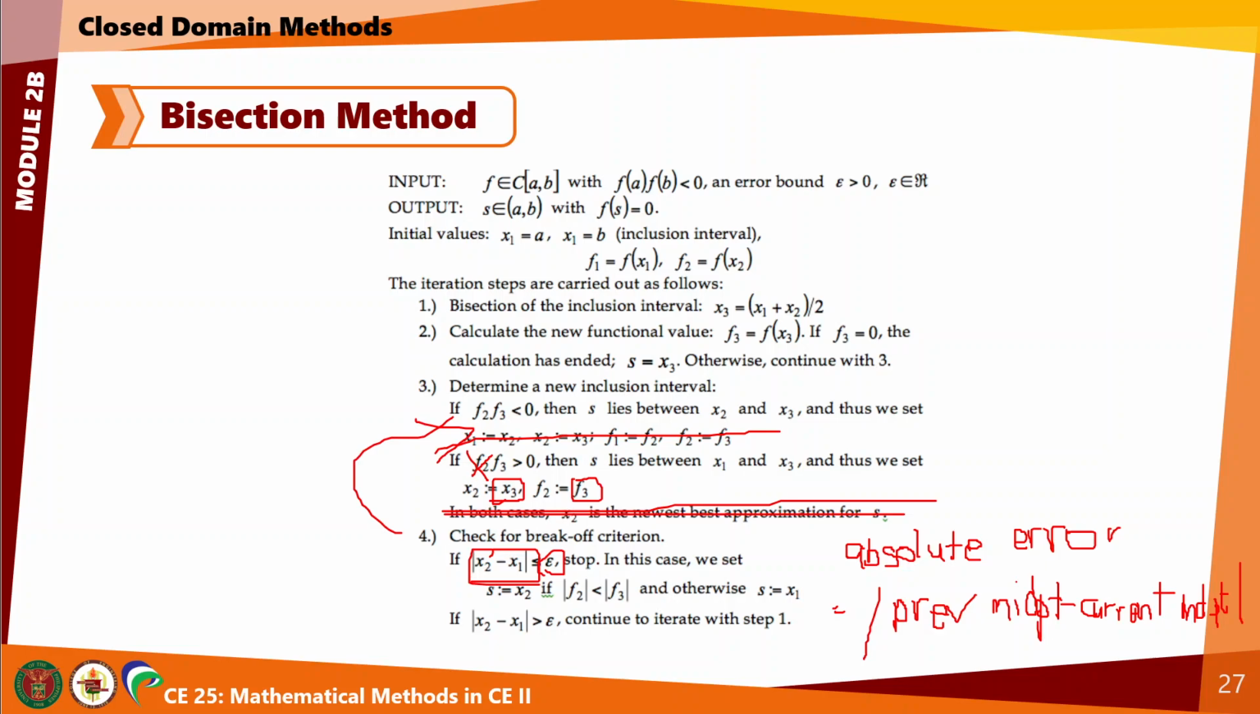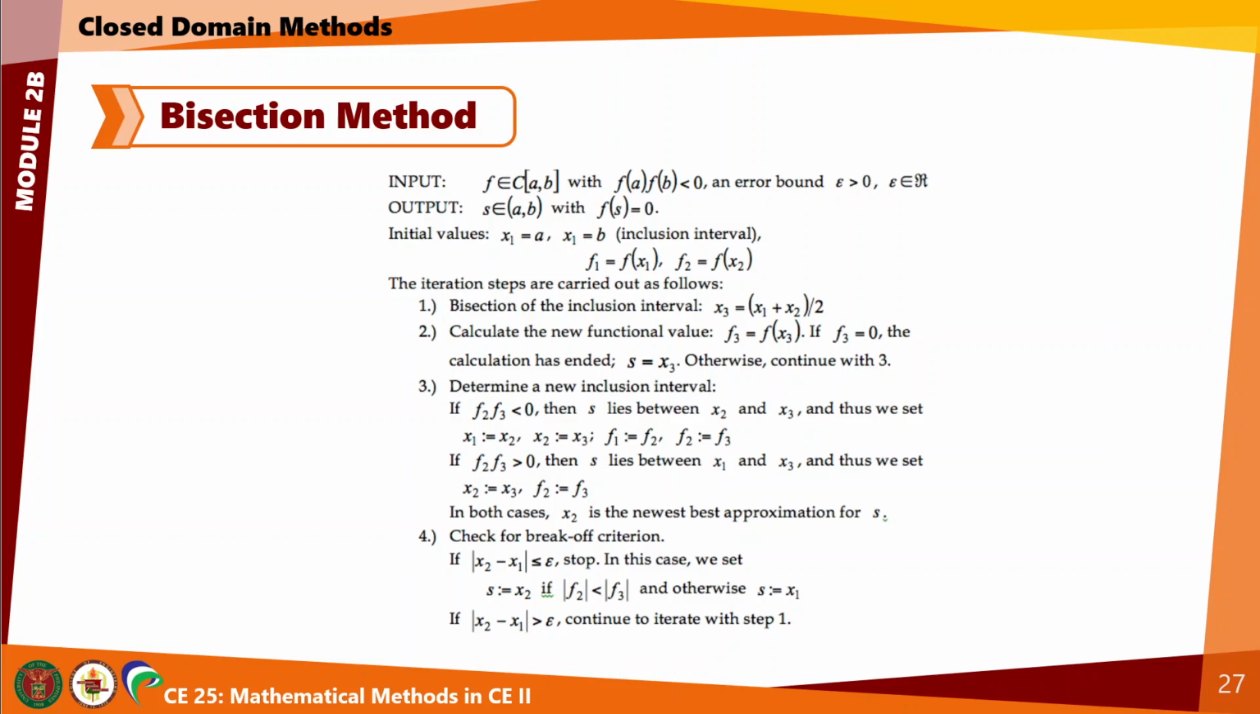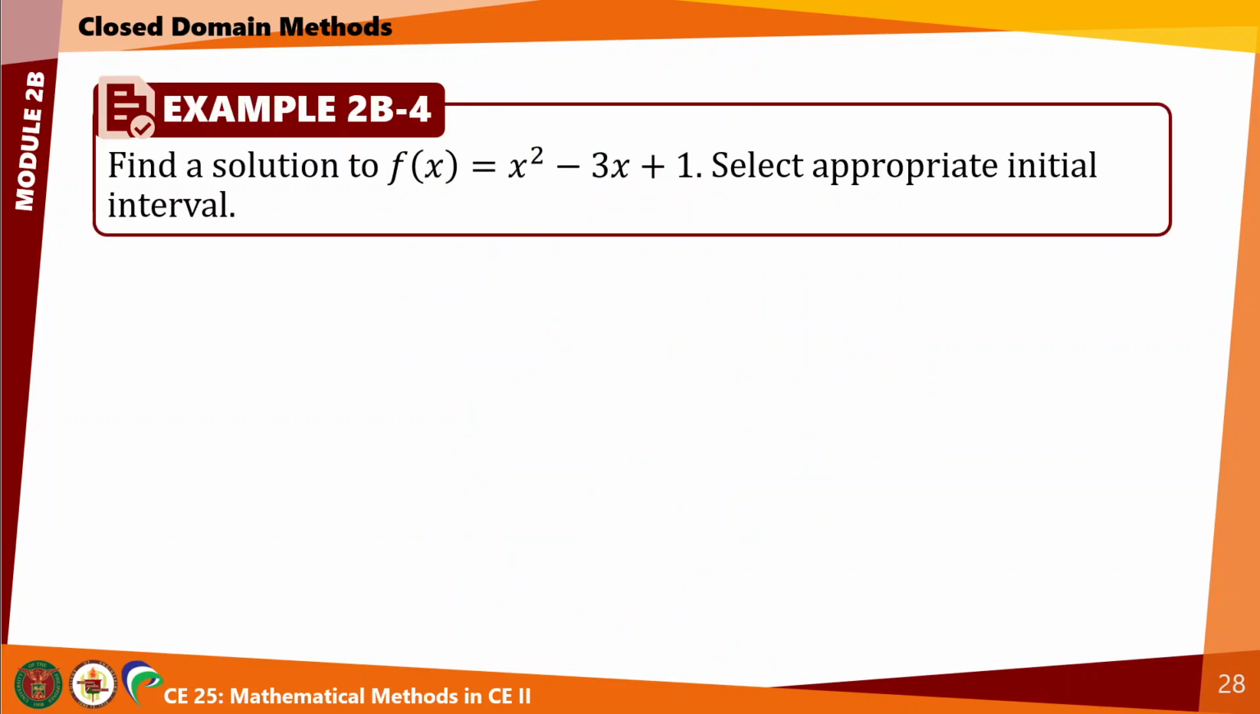So just to illustrate itong mga pinagsasabi ko na mas madali, we apply the bisection method into a closed domain problem. We're asked to find a solution of x squared minus 3x plus 1. Ito rin yung function kanina dun sa fixed point iteration tsaka sa Newton-Raphson method. Then we're asked to select an appropriate initial interval.